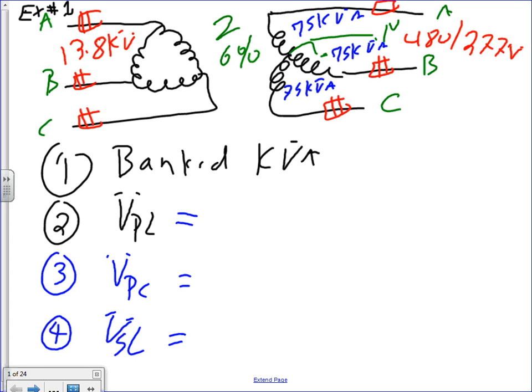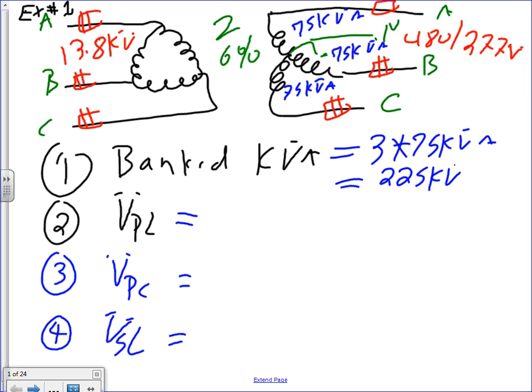they call it, because they bank them, they call it banked kVA. So please let me know if you want me to read some of my handwriting for you. This is called banked because they're banked together, kVA. The reason why they call it banked kVA is because there's three of them. When you bank them together, what do you do for the kVA? How many of them do I have? I have three of them, so it becomes 3 times what? 3 times 75 kVA. And my friends, this will get you a healthy 225 kVA bank.